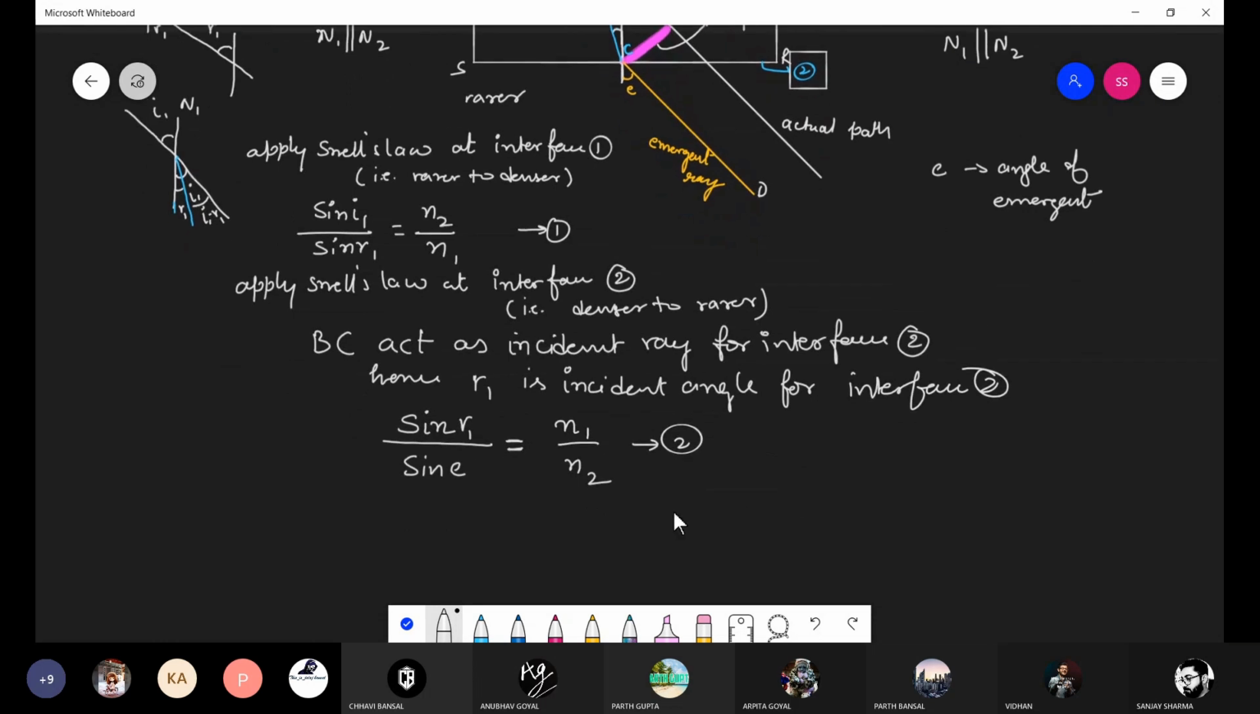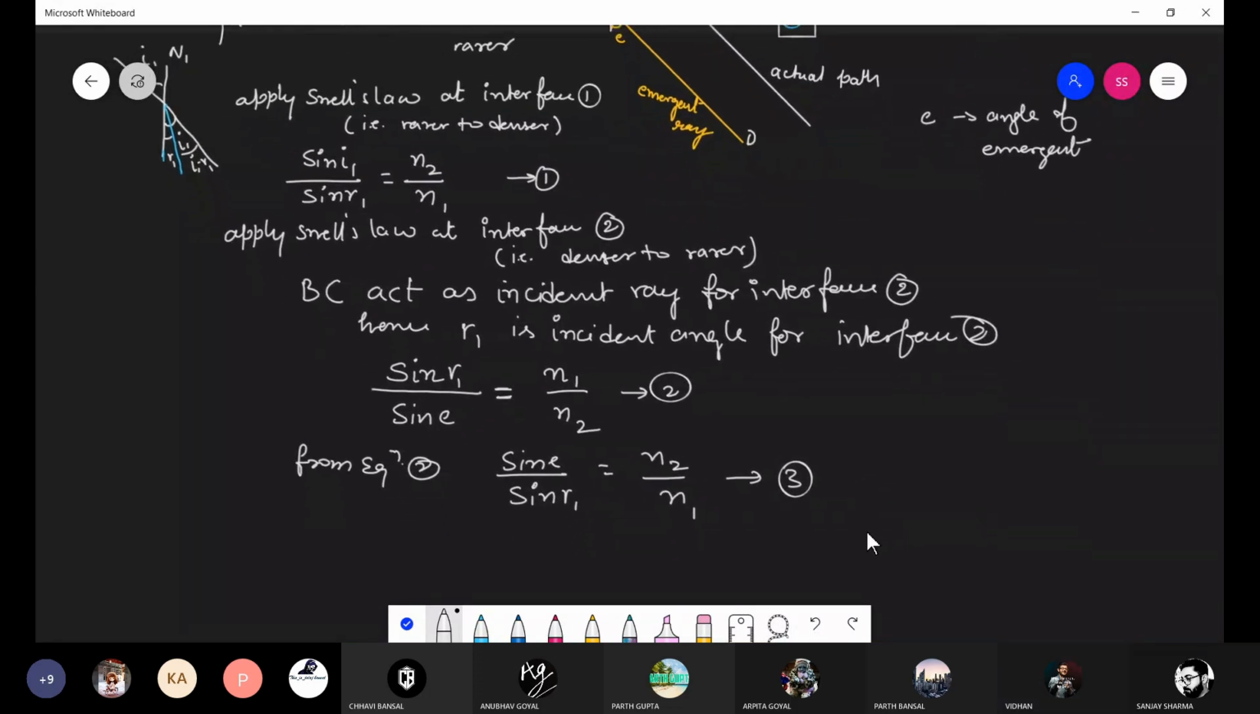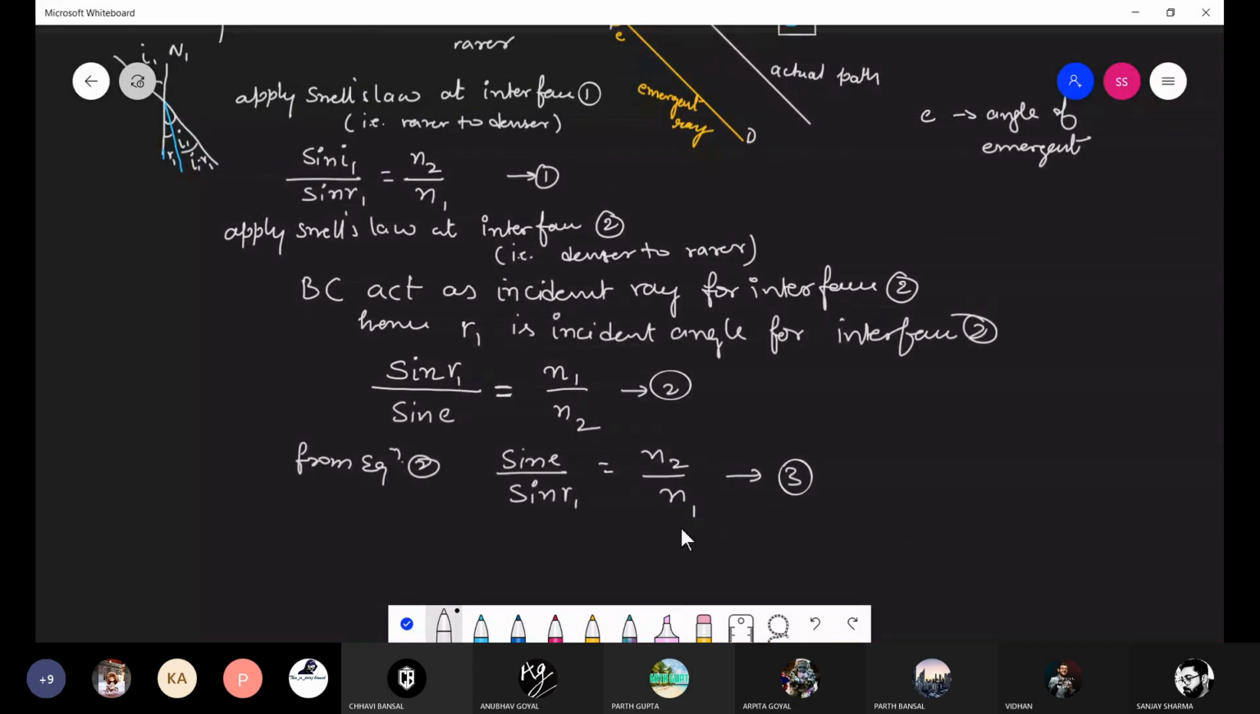Now from equation number 2, I can write sine E upon sine R1 is equal to N2 upon N1. May I write this? Yes, sir. I took the reciprocal. Why are we taking the reciprocal of equation number 2? Because then the RHS will be N2 upon N1, and then I can easily compare it with equation number 1. Okay, everyone?